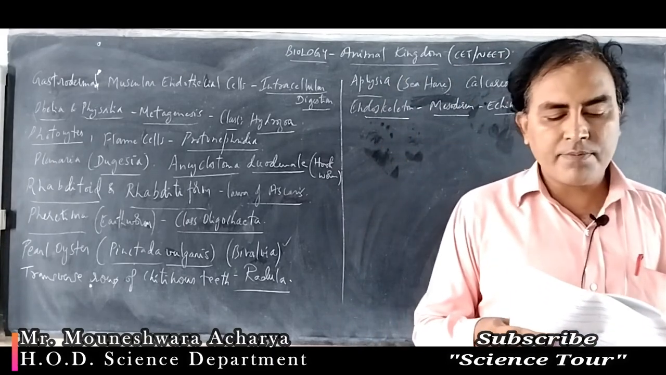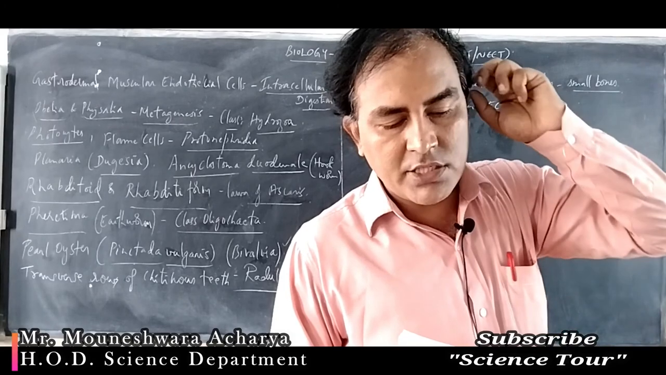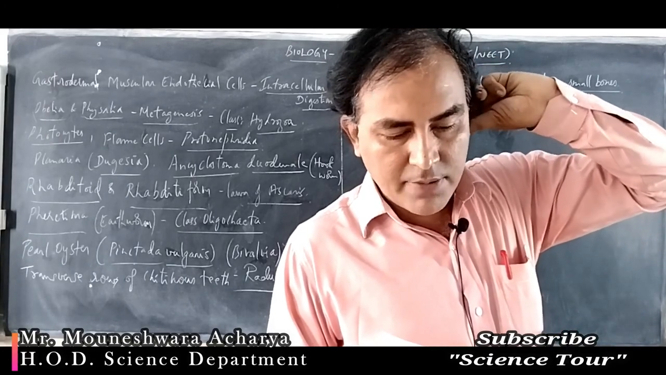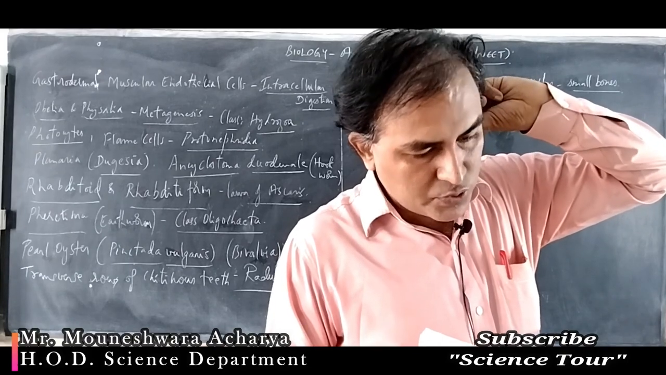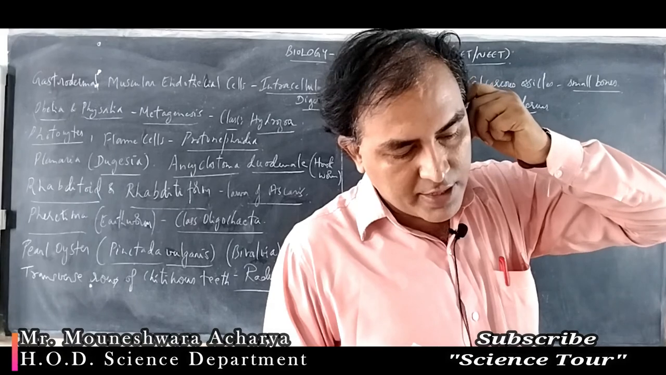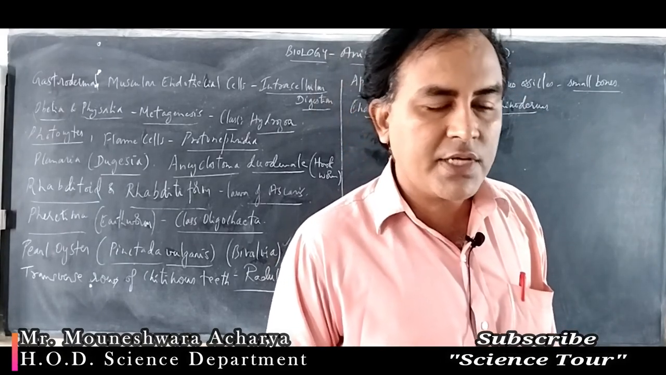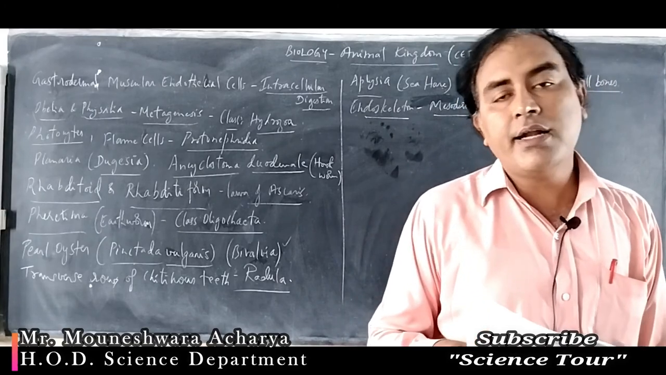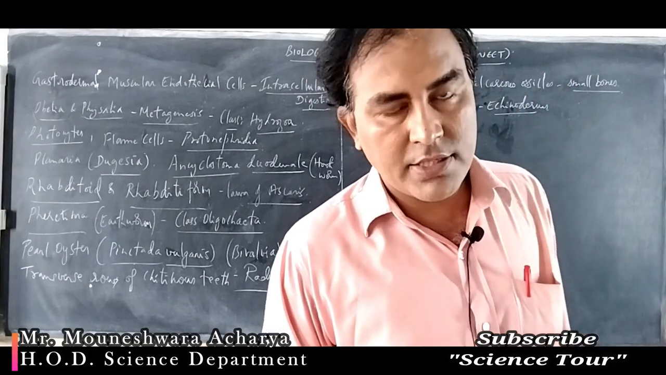Limulus is the king crab, Ophiura is the brittle star, Taenia is the tapeworm, Meandrina is the brain coral, Dentalium is the tusk shell. Limulus belongs to Arthropoda, Ophiura belongs to Echinodermata, Taenia is the tapeworm, that is Platyhelminthes. Meandrina is the brain coral, belongs to phylum Coelenterata or Cnidaria. Dentalium is the elephant tusk shell, which belongs to phylum Mollusca.